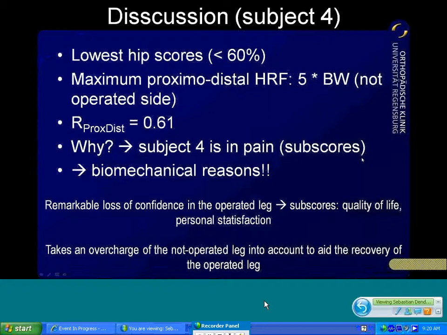If we look deeper into subject 4's subscores, for example, the quality of life subscore and the personal satisfaction subscore, we can see that subject 4 is in pain. Because of the musculoskeletal modeling results, we can say that this is due to biomechanical reasons. Subscores also show a remarkable loss of confidence in the operated leg, as I mentioned before, shown by the quality of life subscore and the personal satisfaction subscore. The patient actually overloads the non-operated leg to aid the recovery of the operated leg. Let's move on to the next subject.